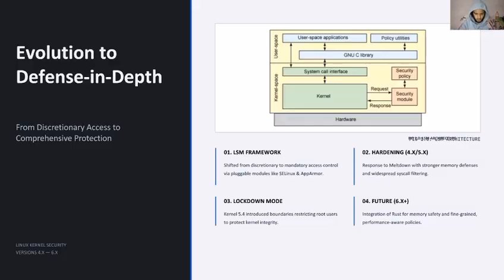Today I'm going to talk about how Linux kernel security has evolved from version 4 to version 6. Our project is called Linux Security Enhancement in Modern Kernels. The main idea is that the Linux kernel moved from basic discretionary access control into a full defense-in-depth model. The system now uses multiple layers of security to protect processes, memory, and the kernel itself. This presentation will explain the key improvements that made Linux much more secure in recent years.